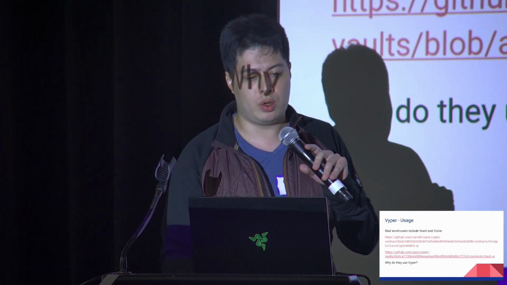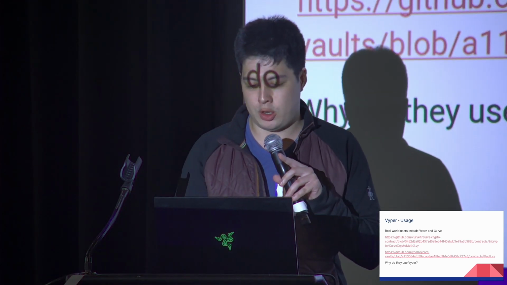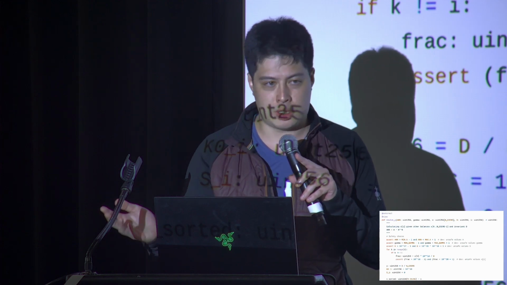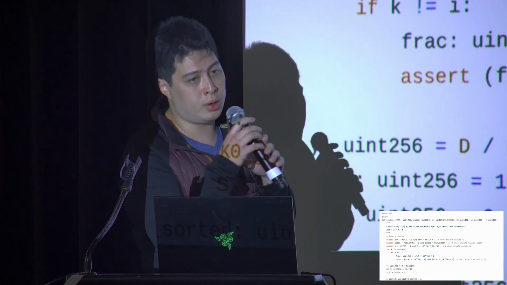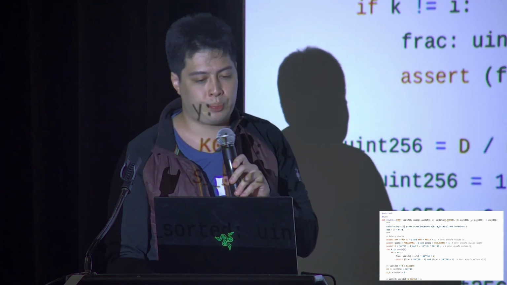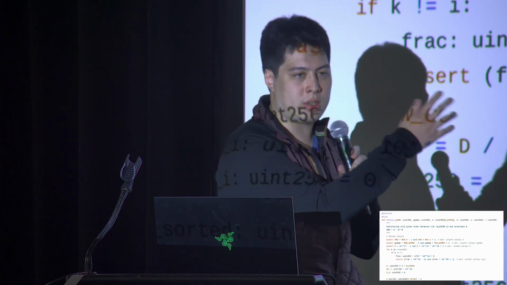I'll start out with a little bit of who Vyper is used by. So Yearn and Curve are both big users. I have some example contracts by them. This is just a sample of what it looks like: Python, hence the name Vyper. You can see we've got a function that's external. You can call it from the outside world. And it does some math. It has some loops. You've got assertions, safety checks.